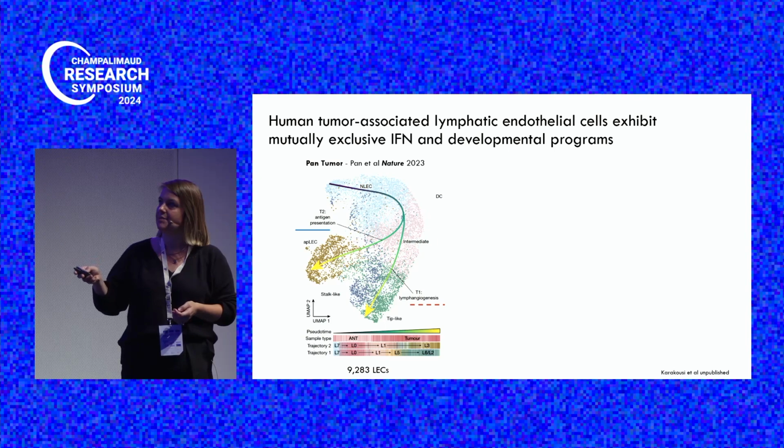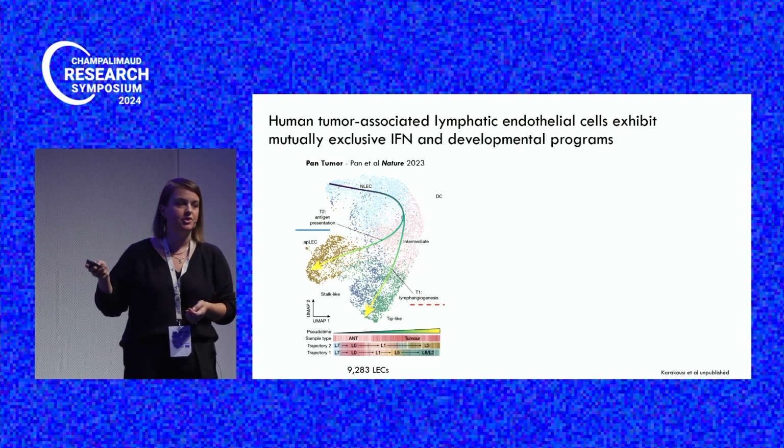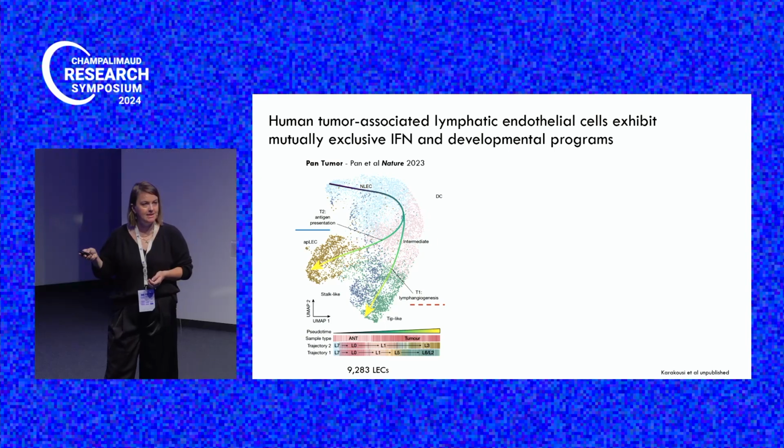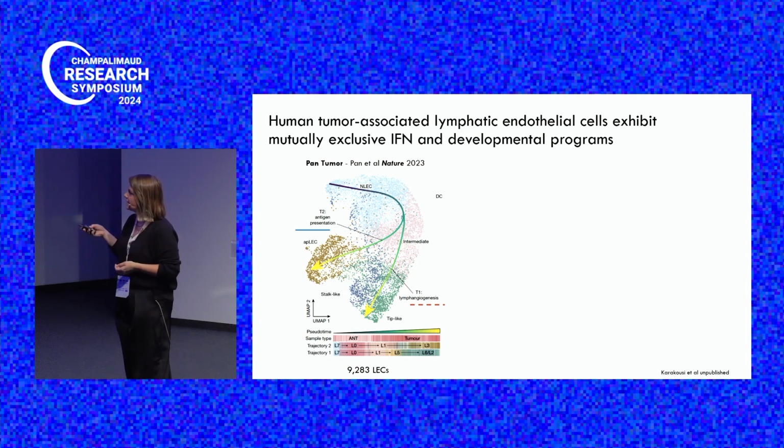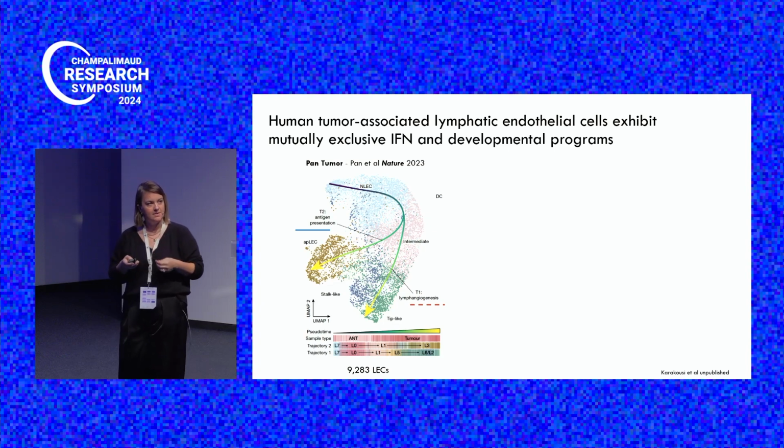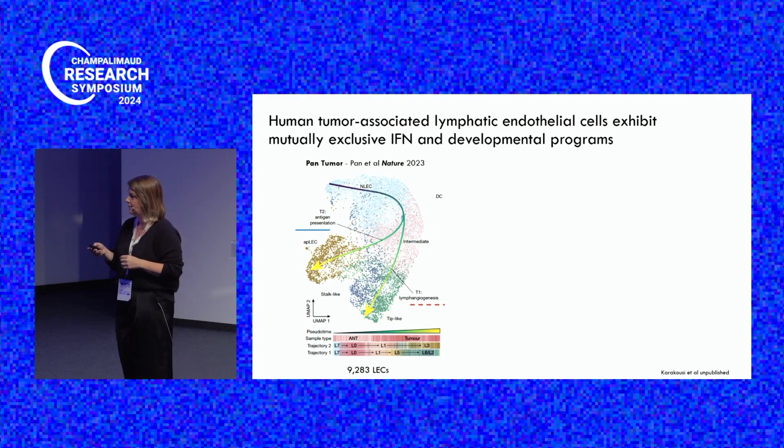One lineage moves towards what they termed an antigen-presenting lymphatic endothelial cell with high expression of MHC molecules, et cetera, and a second trajectory which they associated with lymphangiogenesis came down over here. And so we wanted to ask whether some of the things that we're seeing with this developmental program would bifurcate in the way that we would expect. And the answer is yes.